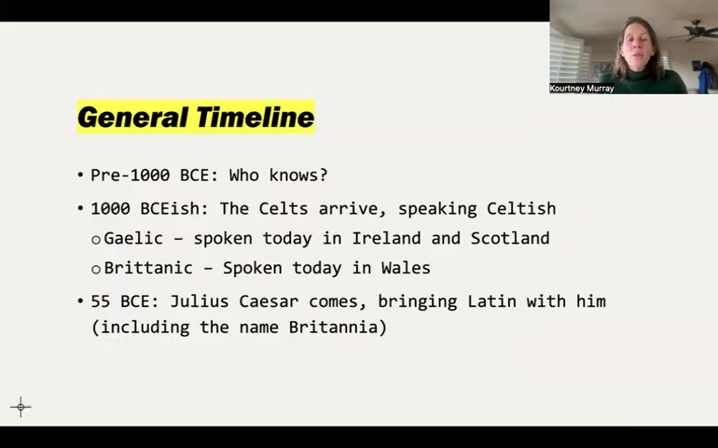So BCE stands for Before Common Era, and so the time moves backwards. So like 1000 is 1000 away from year zero, right? Or year one. So prior to 1000 BCE, which would be considered kind of the Dark Ages, if we were studying Greek history, we actually have no idea who lived in the area we call England now, or what language they spoke, because they didn't leave any sort of writing that we can find and interpret.